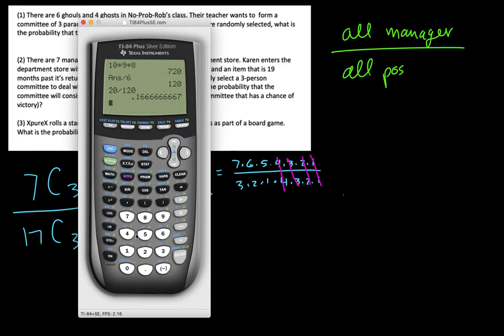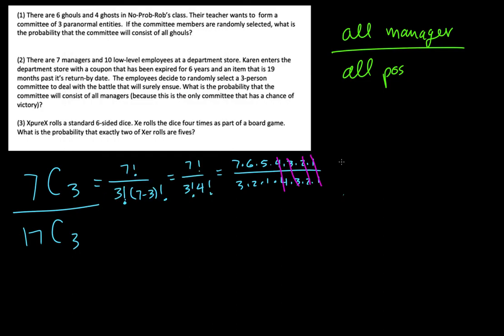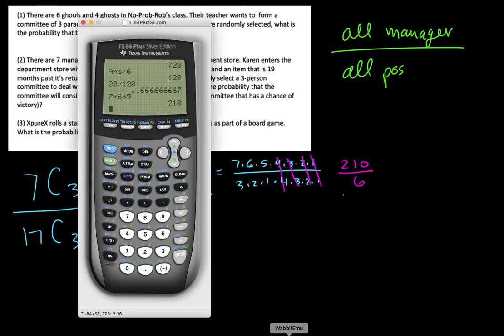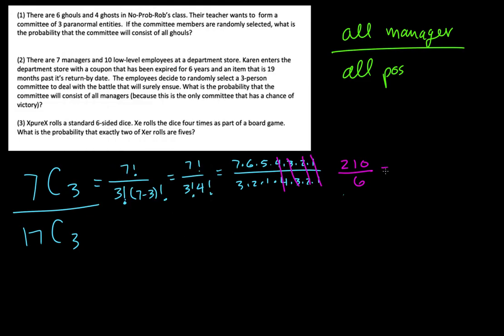Go to our calculator. 7 times 6 times 5, we get 210. 3 times 2 times 1 is 6. Divide that by 6, and we end up with 35. So the top of our fraction is 35.